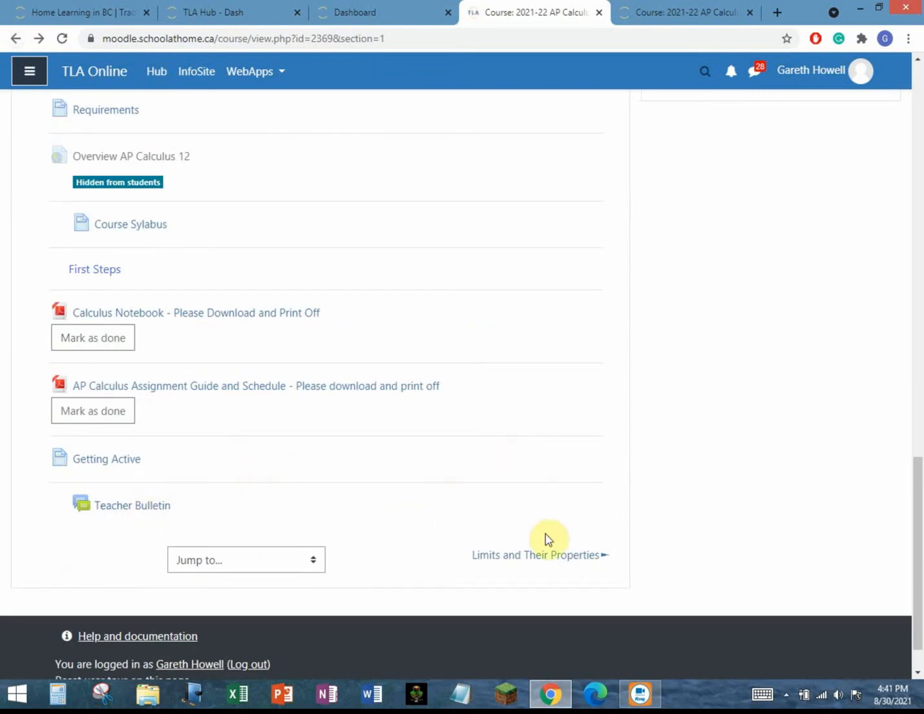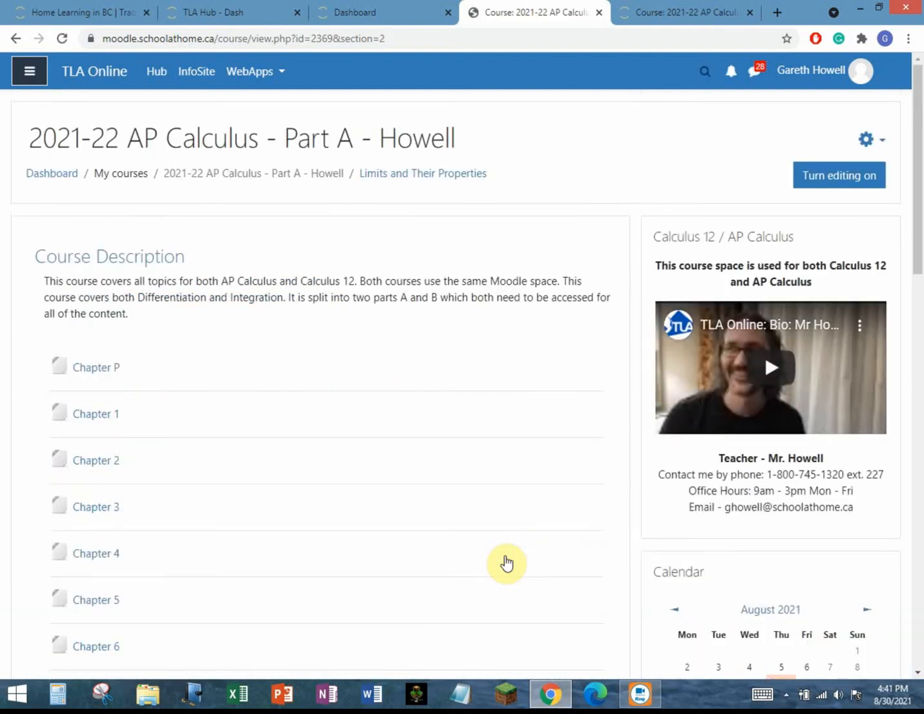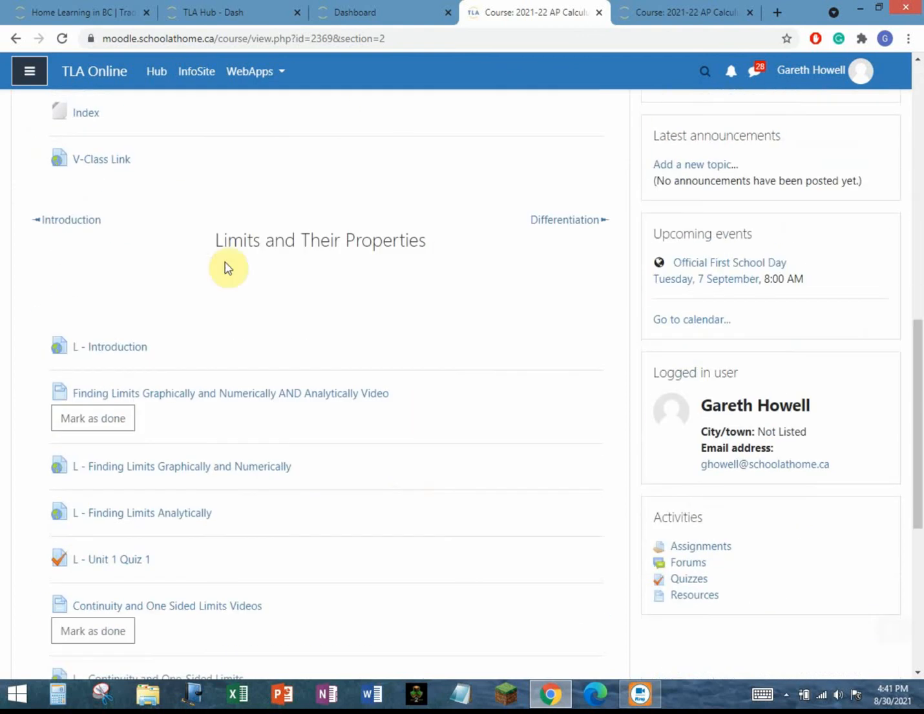The teacher bulletin is really just for me to communicate with you. Next, we have the first section of the course. The section of the course works pretty much the same way for each section. And the outline is you have pages that have information on them.